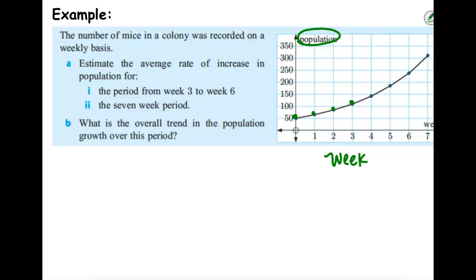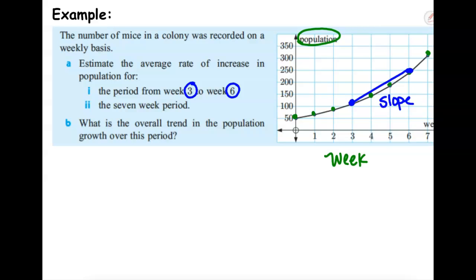Week 3, a little over 100. Week 4, about 150. Week 5, almost 200. Week 6, almost 250. Week 7, a little over 300. So those are the ordered pairs. And in part A, we're going to ask you to estimate the average rate of increase for the population going from week 3 to week 6. So here's week 3's ordered pair, and here's week 6. We want to find out what that slope is.